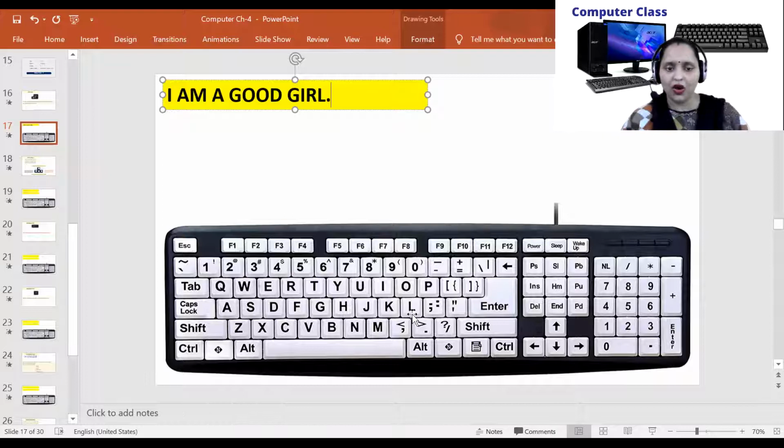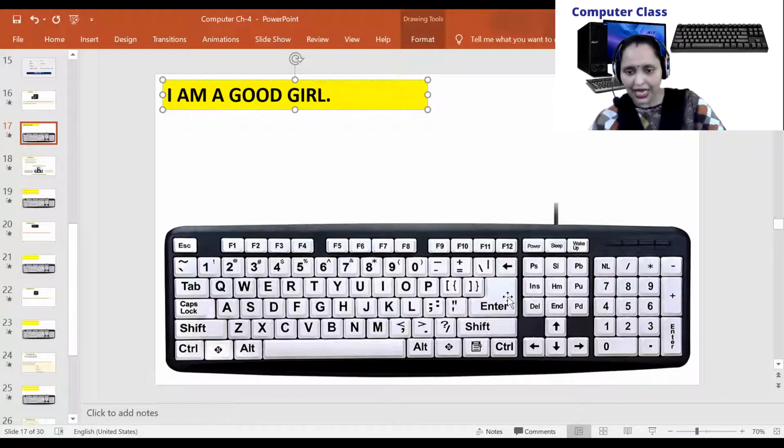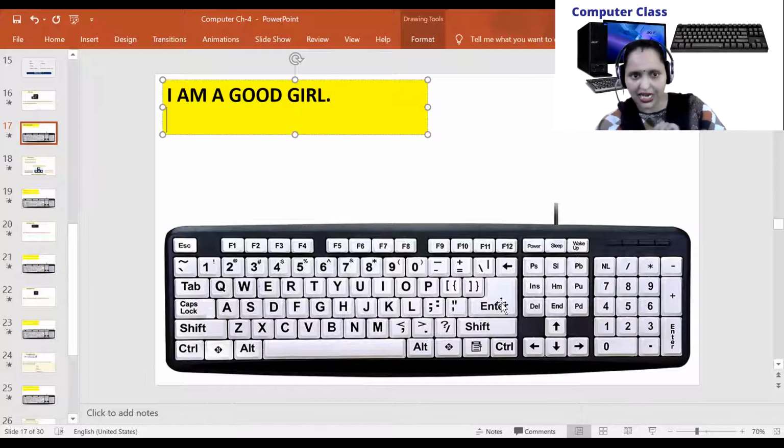So children, now see how I am using the enter key. I bring my cursor here, then see I am pressing the enter key from the keyboard. See what happens. Immediately the cursor comes on the next line.